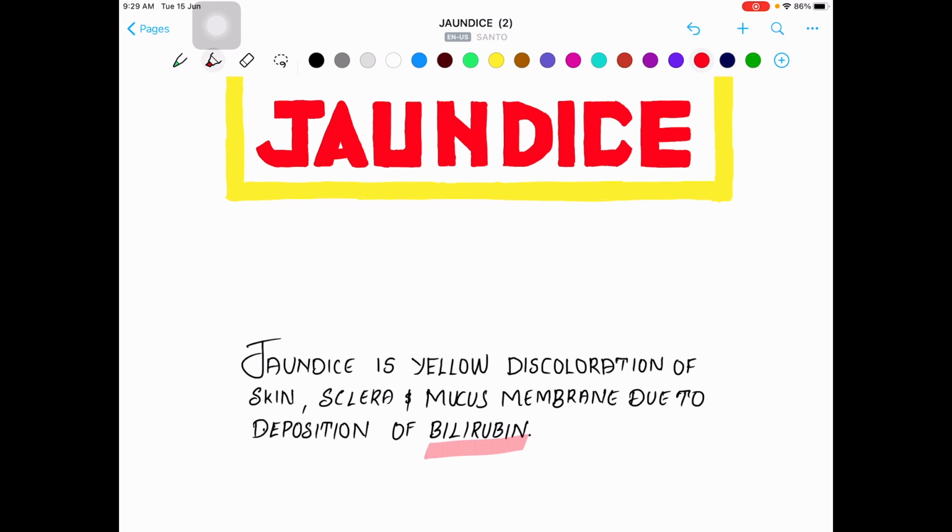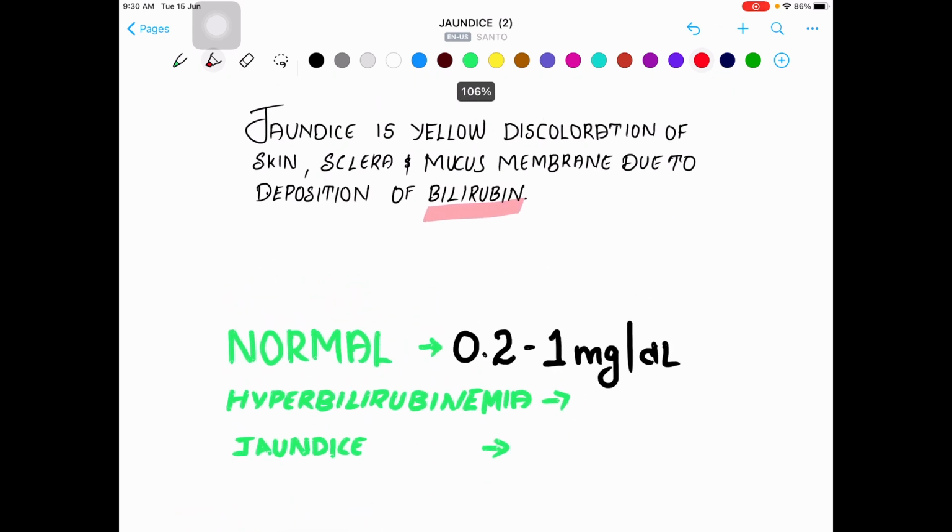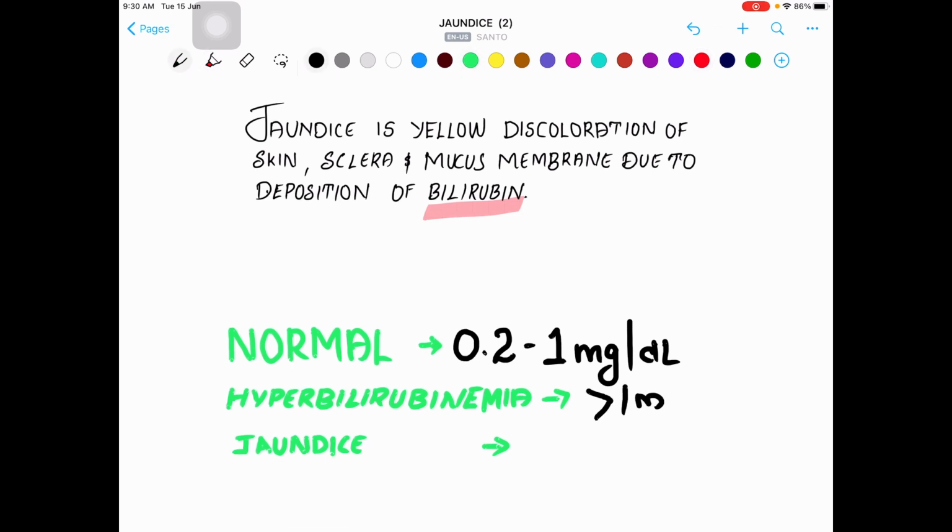So, for understanding jaundice, we should know more about bilirubin. Normally in plasma, 0.2 to 1 milligram per deciliter of bilirubin is present. If the bilirubin concentration in the plasma is greater than 1 milligram per deciliter, it is known as hyperbilirubinemia. And what is jaundice? When clinically the plasma bilirubin is greater than 3 milligram per deciliter, we call it jaundice.